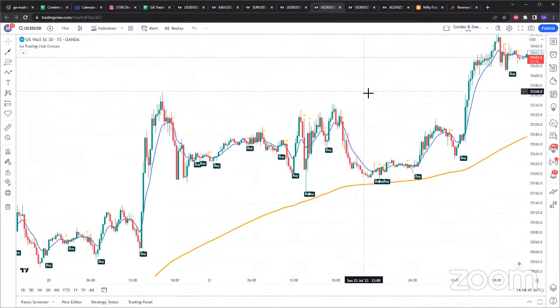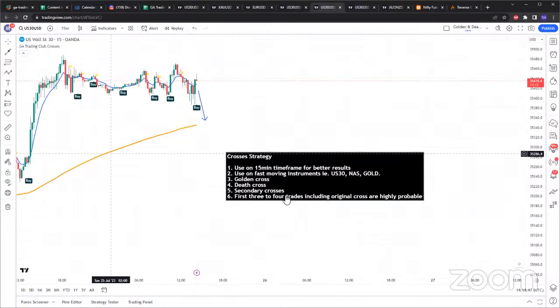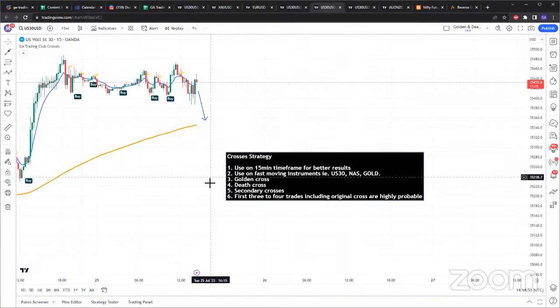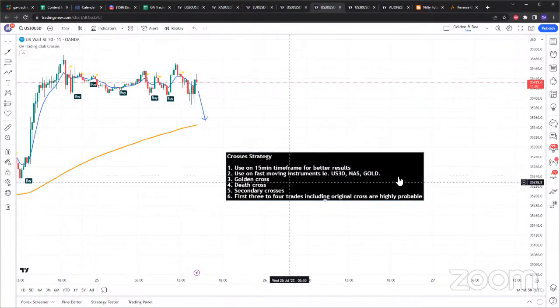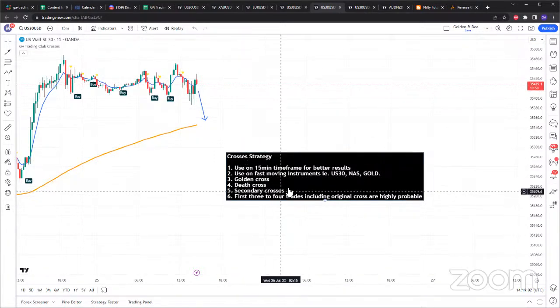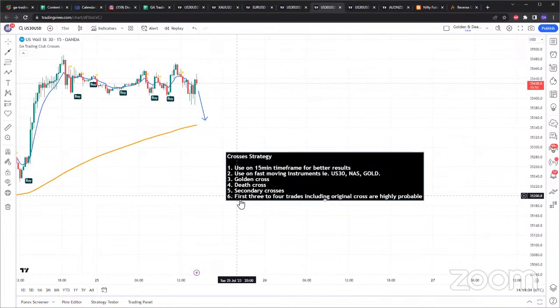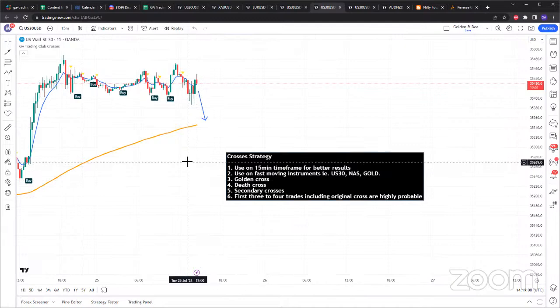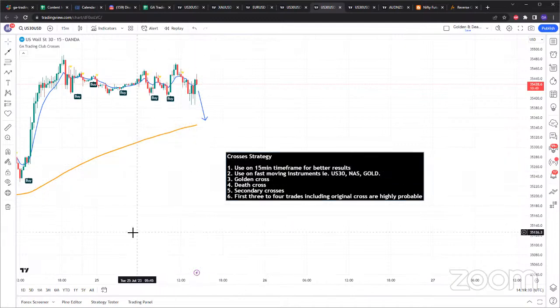If you stick to the crosses indicator and to this strategy, your win rate will be so high. If you stick to the 15-minute time frame, and even possibly 1 hour based off of how we backtested, use it on fast moving instruments, US 30, NAS, and gold, trade golden cross, death cross, and secondary crosses, and only the first 3 to 4 trades, including the original cross, your win rate will be so high.